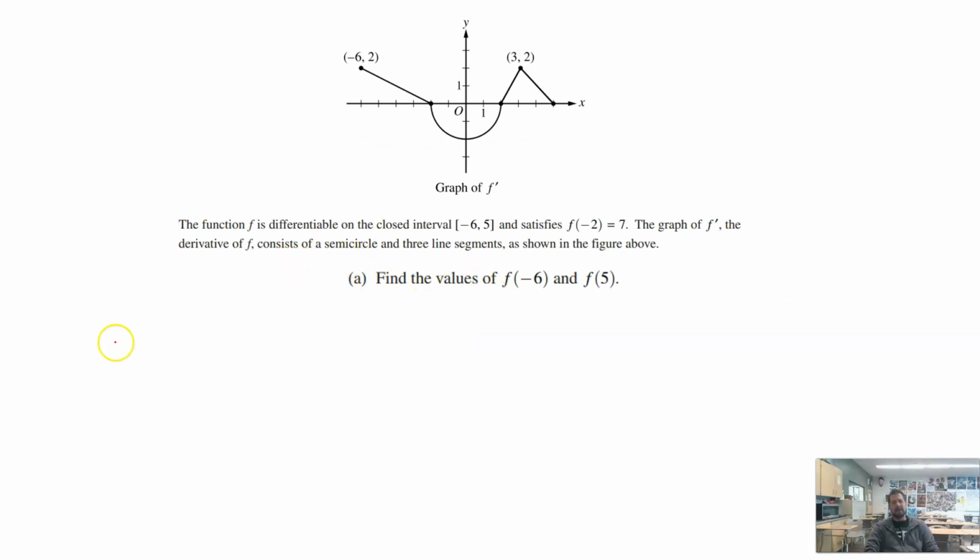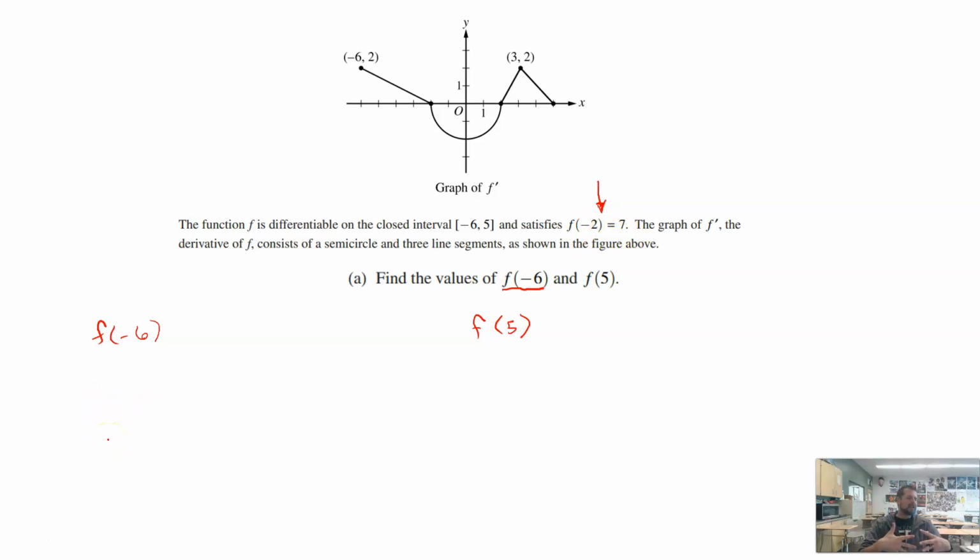Now, letter A wants to know the value of f of -6 and f of 5. If you think about this for just a second, what this is really asking is, what is the original y value? And if you want to think about this in a particle motion sense, what is the original position at x equals -6 if I know that at x equals -2, the position, if you will, is 7.